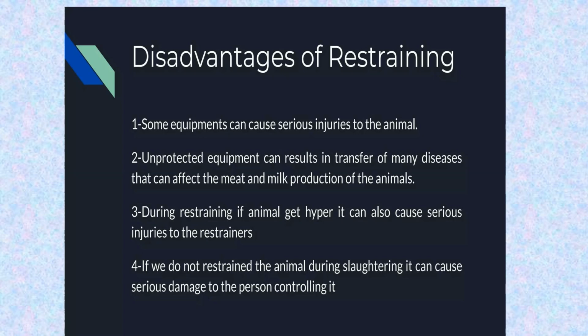Then the disadvantages of restraining: it is done against some equipment. They can cause a lot of injuries to the animal, and unprotected equipment can result in the transfer of many diseases that can affect meat, milk, etc. of the animal. And during restraining, if the animal gets hyper, then it can cause serious injuries to itself and also to the restrainers. So restraining is not advocated where the animals may cause serious damage to the person controlling them.